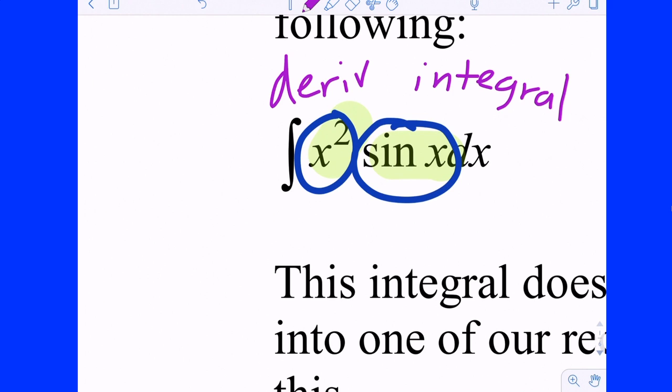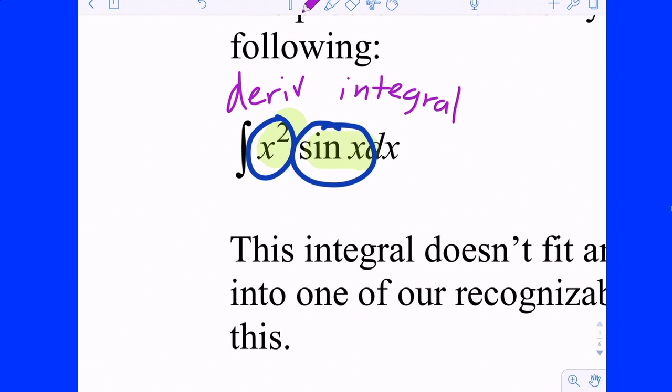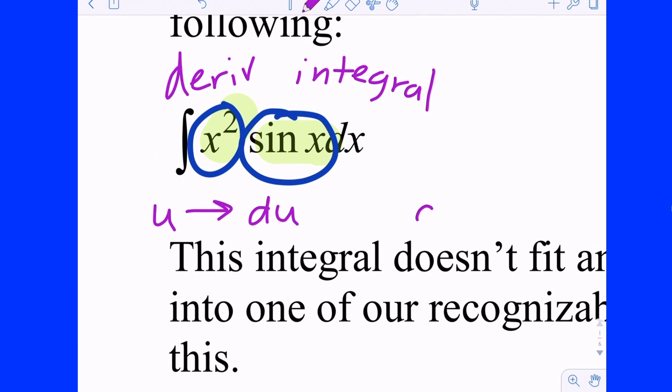Okay, so what we're going to do is assign one of them to the letter u. The one that we call u, we're going to be taking the derivative of it, kind of like when we did u substitution. The other one we're going to be calling dv, and we're going to be finding the antiderivative of it and calling it v, or finding v. Now in this case, you know how to take the derivative and integral of either one.